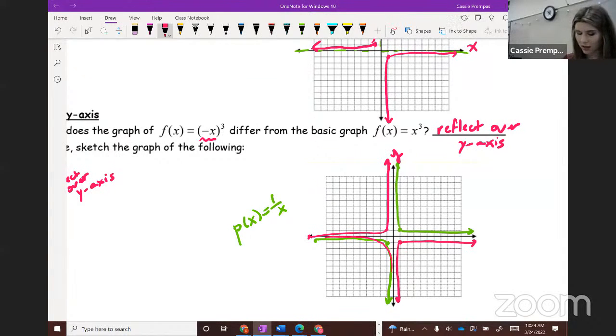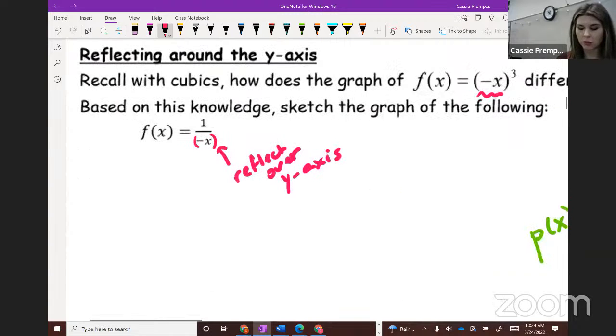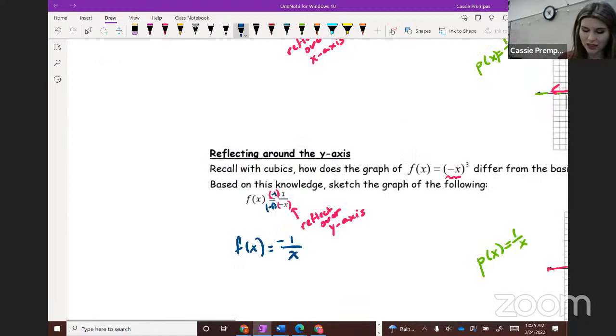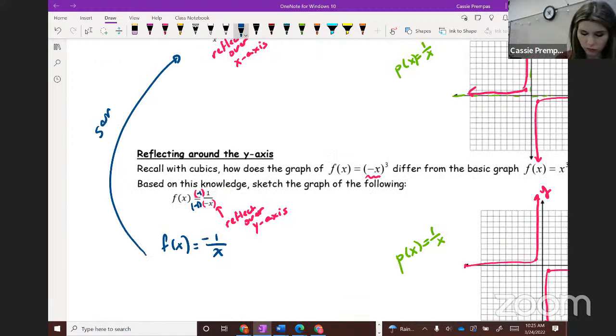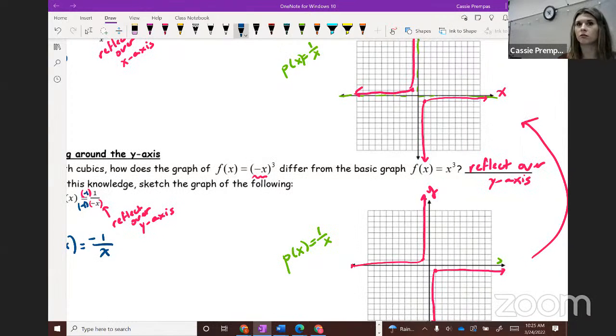But if I erase the original shape, what do you notice about this graph in comparison to the last graph that we did? It's the same thing. The reason is that you could multiply this by -1 over -1, and then you can see f of x is actually equal to -1 over x. So it's the exact same equation. The beauty of that is all you have to remember for reflections is that the graph shows up in opposite corners.